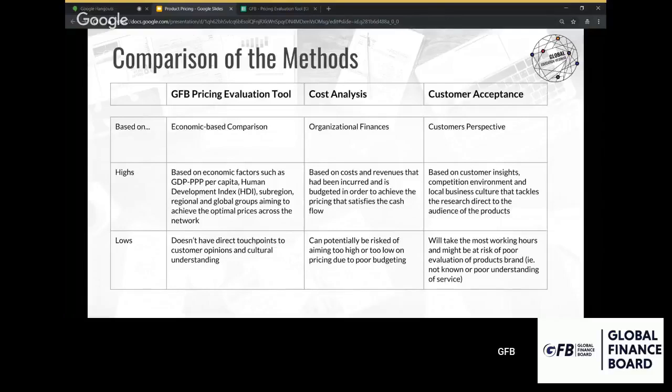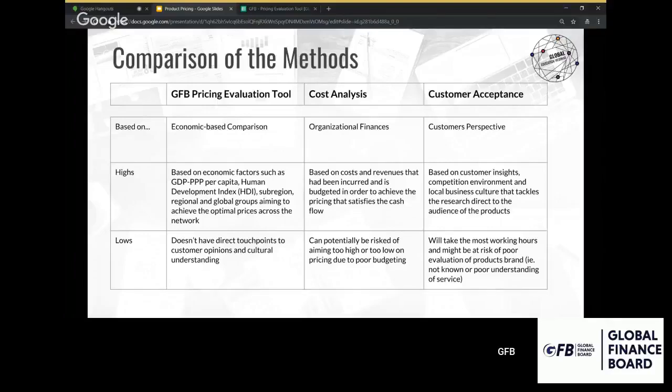The good thing as well on this one is that there is data from which we can calculate the pricing. Cost analysis is based on costs and revenues that have been incurred and are budgeted in order to achieve the pricing that satisfies the cash flow. So the good thing on this one is that it would assure you that there is a pricing based on how the business can be covered, how much can make the business still keep doing its operations.